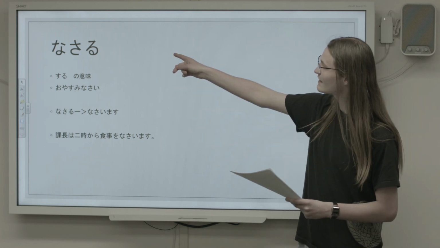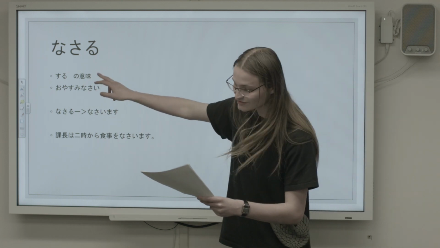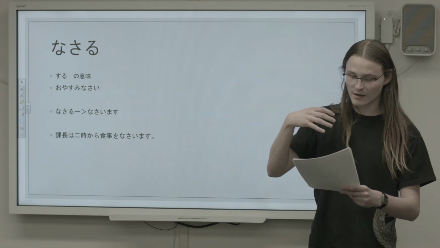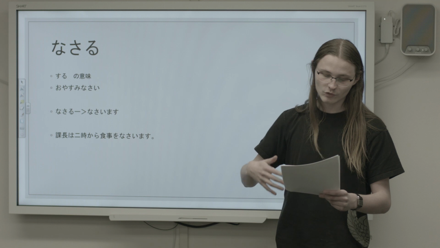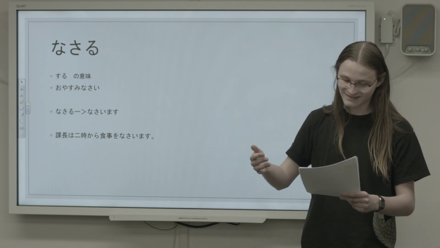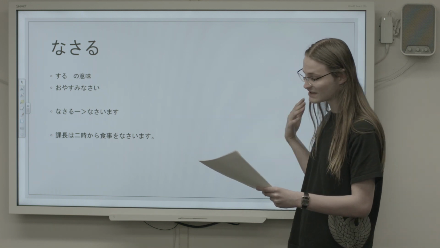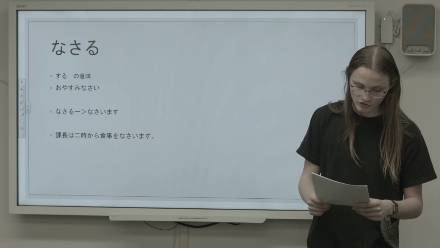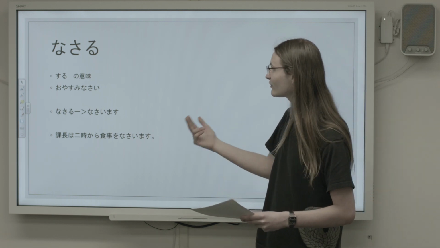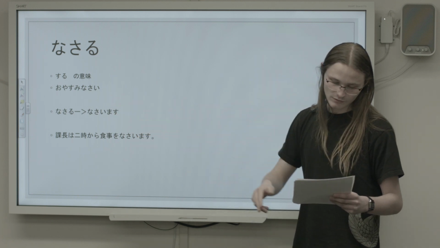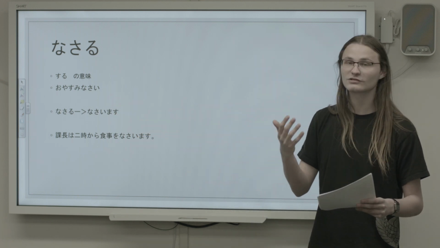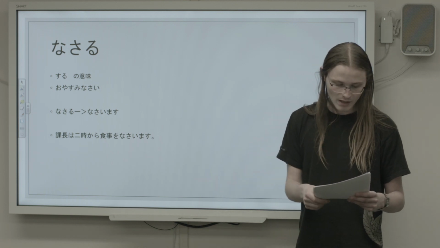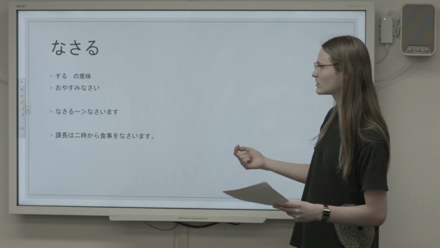So we're going to start with nasaru, which is going to replace suru when you want to express respect towards whoever is suruing, right? So remember, we use Sonkeigo when speaking about others to whom we wish to show respect. That's important. Chances are you already know this word. It's in the phrase oyasumi nasai, which is the functional equivalent to the English expression, of course, good night. Take a second to think about what it actually means, though.